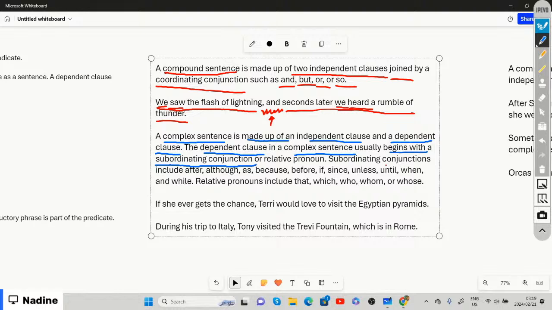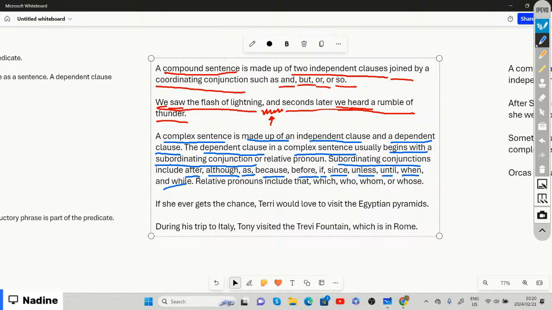Remember, there's a difference between a coordinating conjunction and a subordinating conjunction. Coordinating conjunctions are words that we use in order to join maybe sentences or phrases, right? And the coordinating conjunctions are and, but, or, so. And then we have subordinating conjunctions. Subordinating conjunctions are words such as after, although, as, because, before, if, since, unless, until, when, and while.